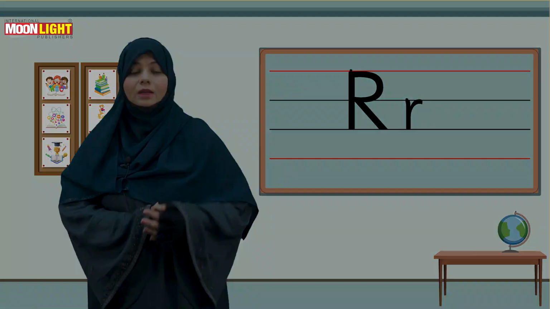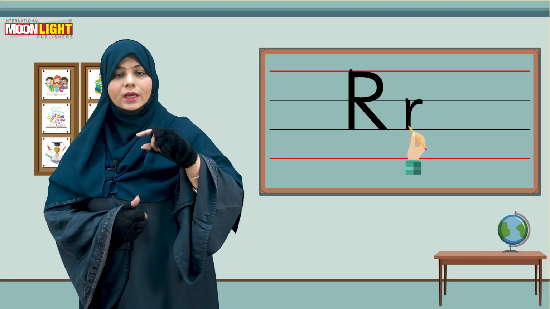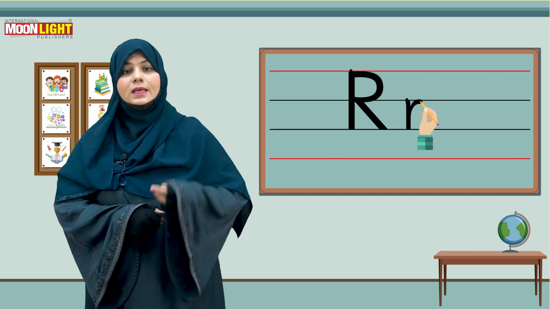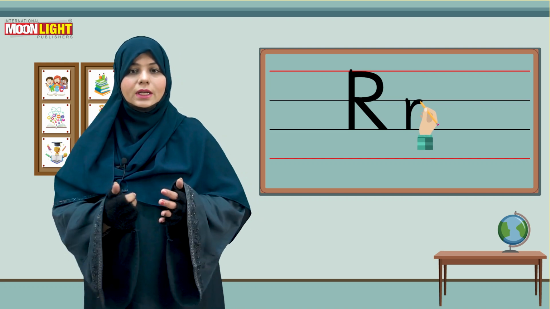Yes, this is small letter R. Make a small straight line in center two lines and make a small hook on the second line. It will become small letter R.